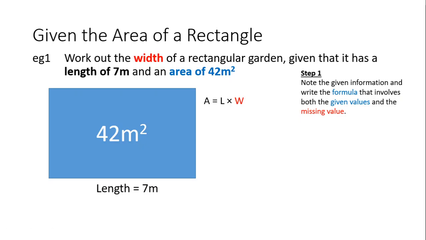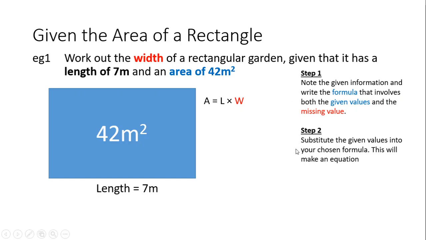So here's my formula. The area of a rectangle is length times width. I've just put width in red here so that you can clearly see that's the thing I don't know. That's what I need to work out. I do know what the area is and I know what the length is. Step 2 is to substitute the given values into your chosen formula to make an equation. So if the area is 42 and the length is 7, I have 42 is equal to 7 times something. So now that I've got an equation, I just need to work out what the W is. I need to rearrange that equation to get W on its own, and then I'll know its value.